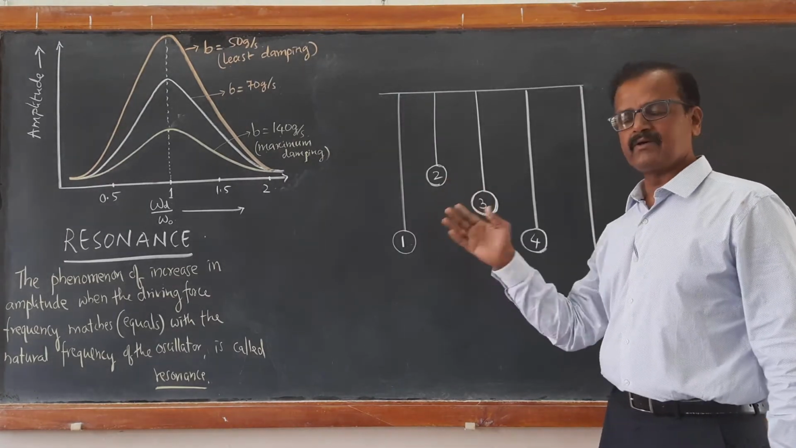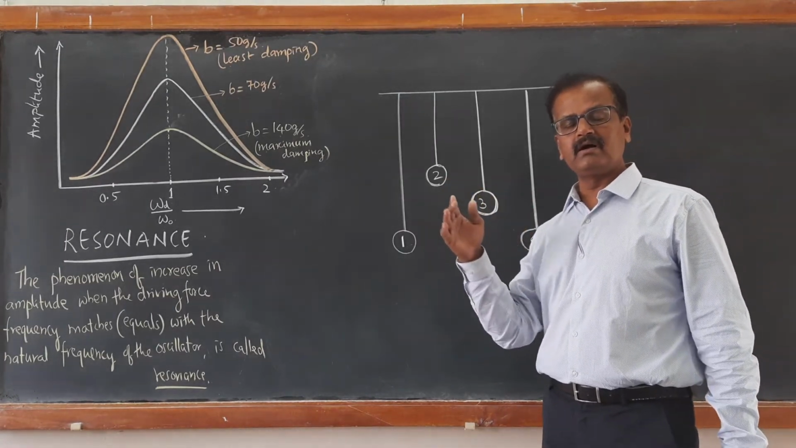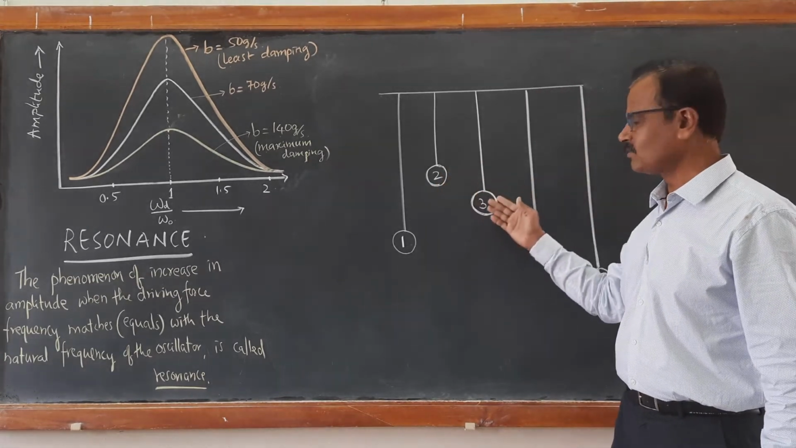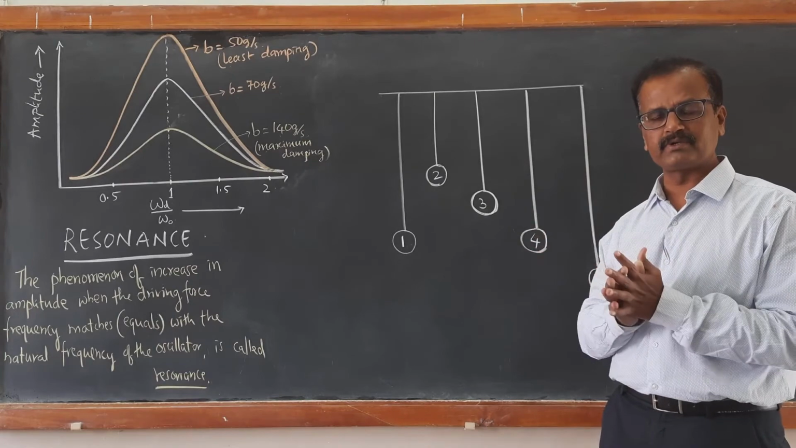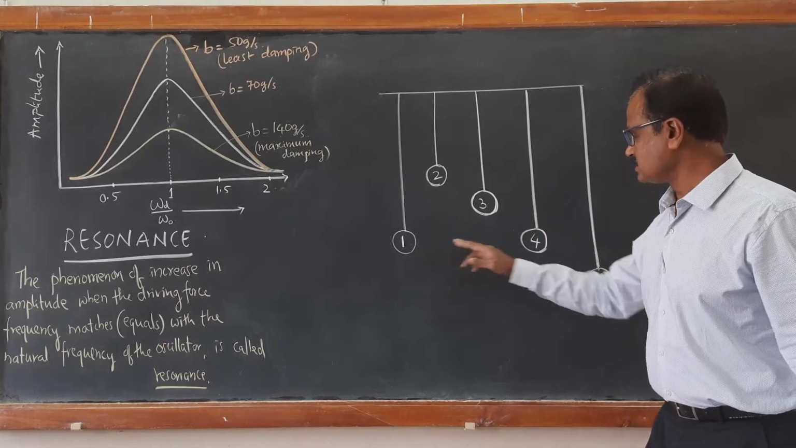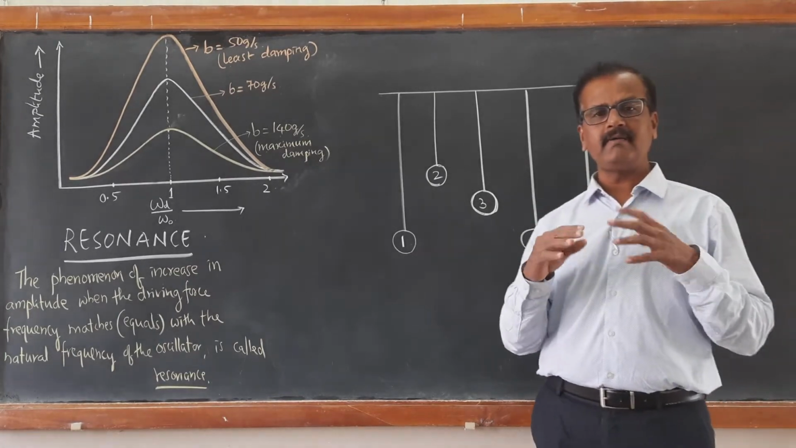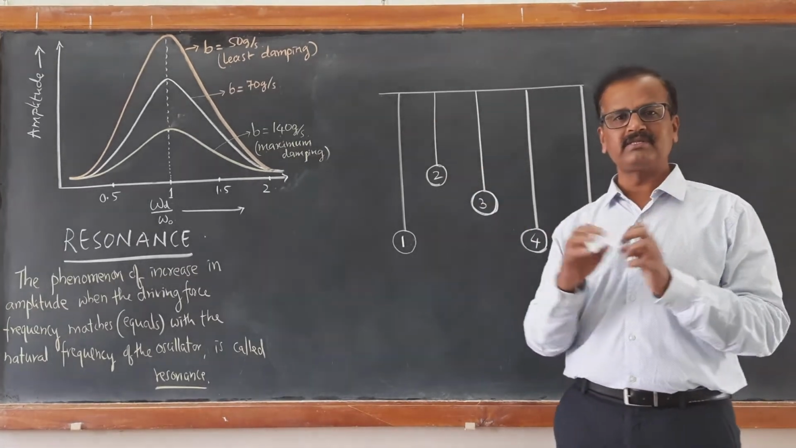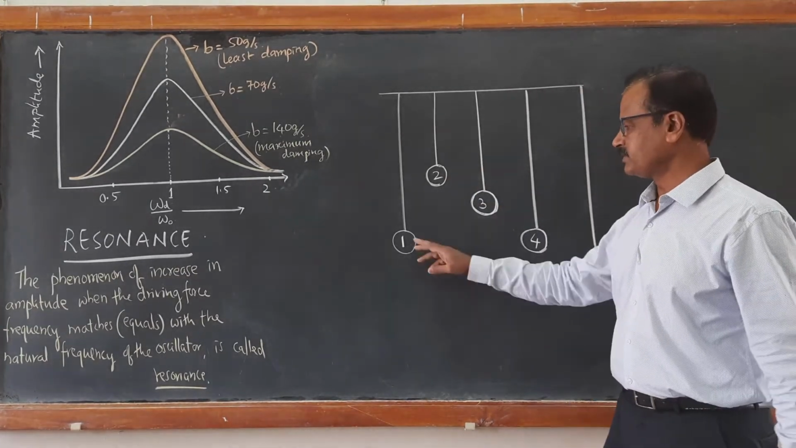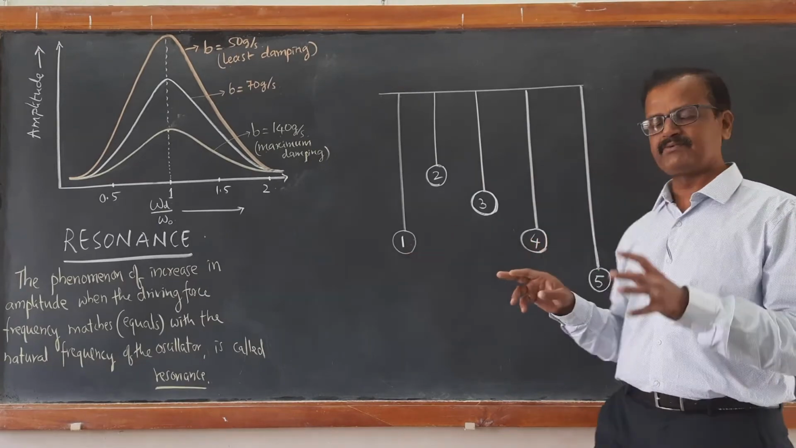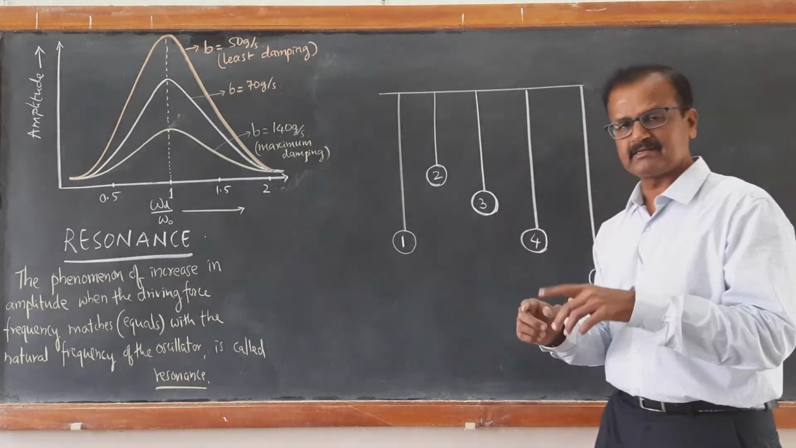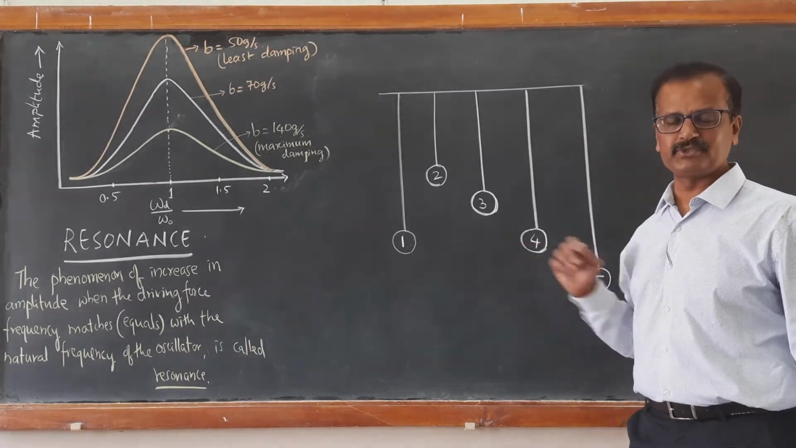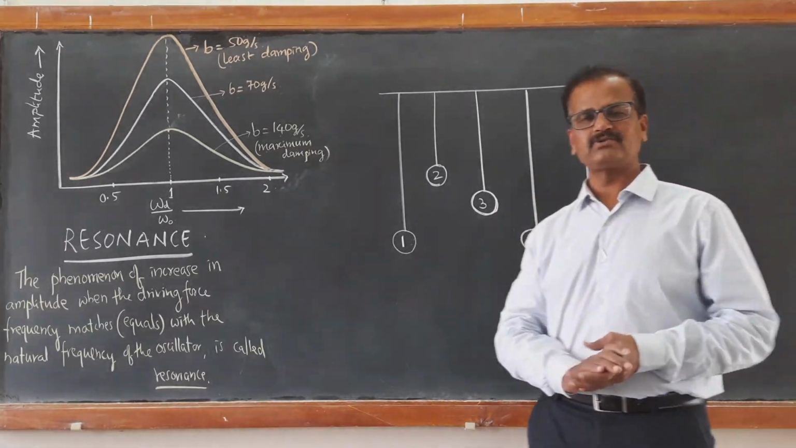Then the second will oscillate with its own natural frequency. The third one will also oscillate with its own natural frequency. But since the first one and the fourth one are of the same length, they will oscillate with the same frequency. When the frequency of the first one and the frequency of the fourth one of the same length match, they oscillate with maximum amplitude. This is called resonance.